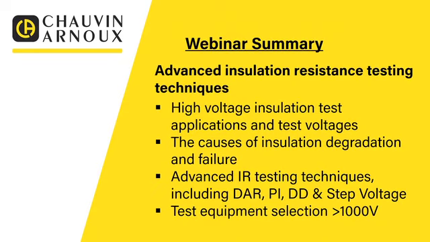We then had a look at the causes of insulation degradation and failure, so things like mechanical stresses and electrical stresses. We then went on to look in more detail at the actual insulation resistance testing techniques, and we covered things like DAR, PI, DD and step voltage testing. And then we finished up with a look at what equipment we've got available from Chauvin Arnoux that's rated for greater than 1,000 volts.